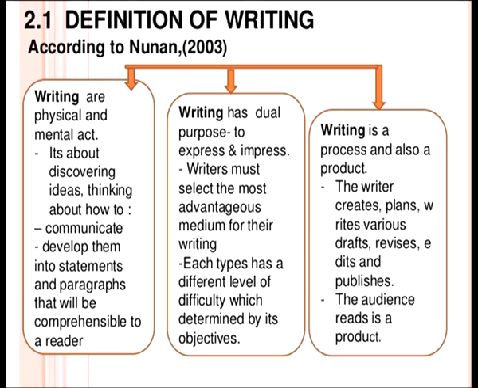According to Nunan in 2003, writing is a physical and mental act. It's about discovering ideas, thinking about how to communicate, and developing them into statements and paragraphs that will be comprehensible to a reader. Writing basically has dual purposes, to express and impress. Writers must select the most advantageous medium for their writing. Each type has a different level of difficulty which is determined by its objective.